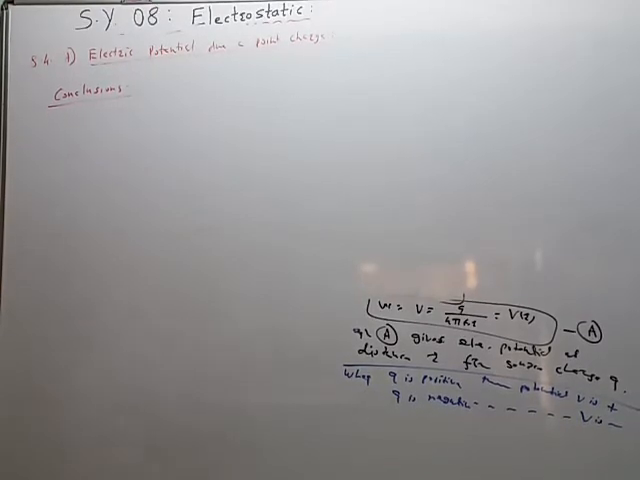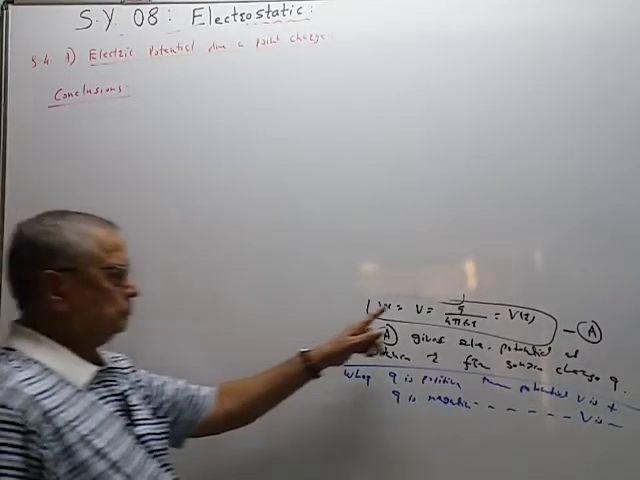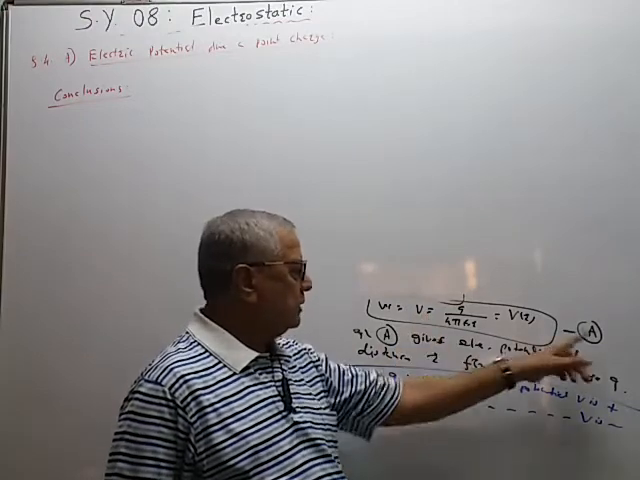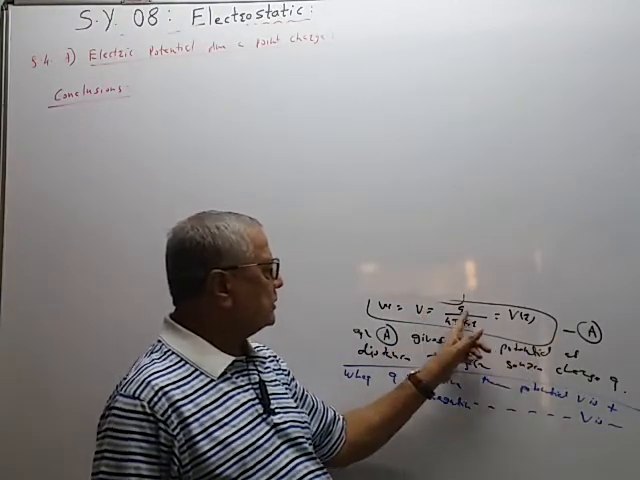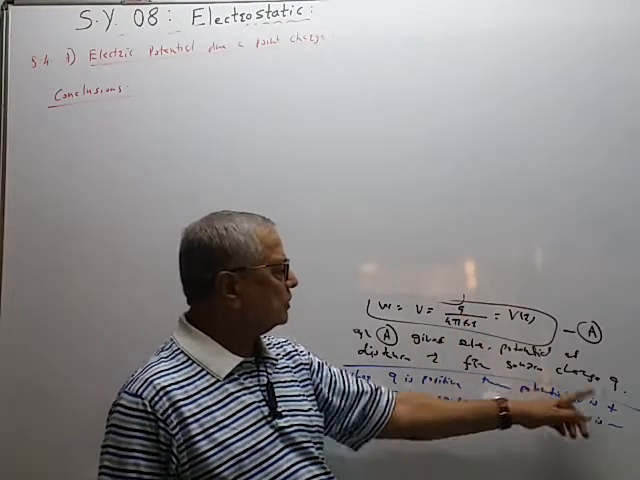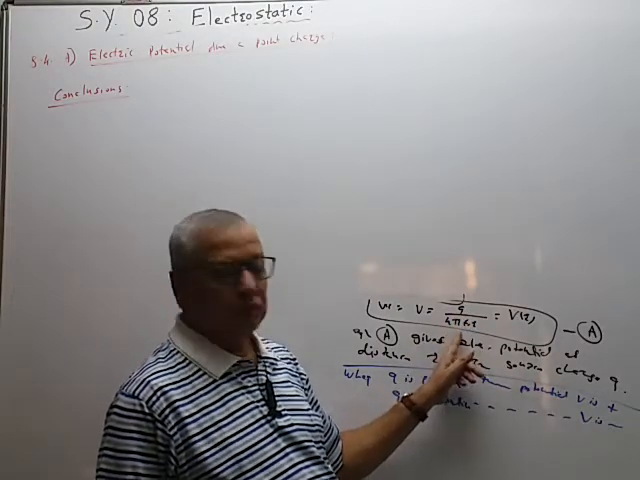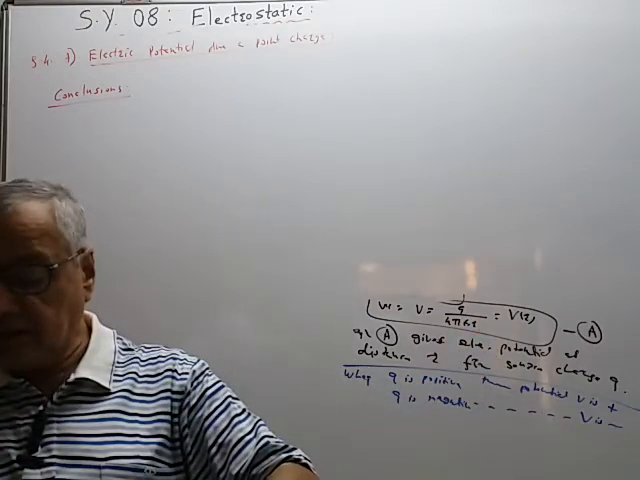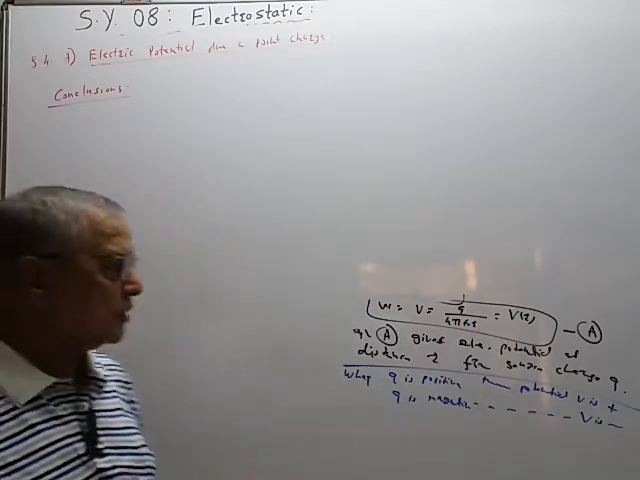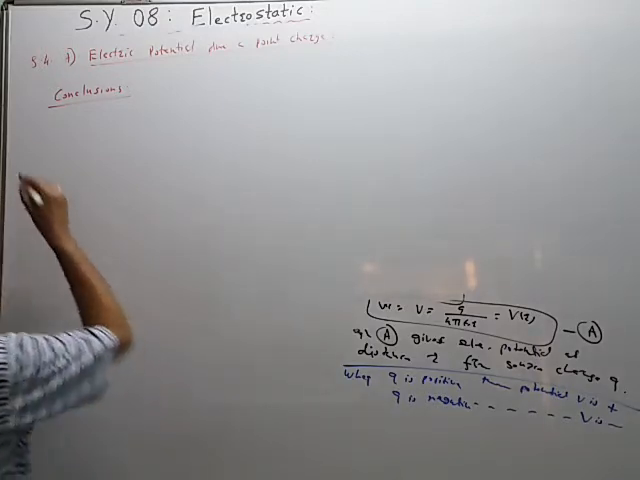So last time we have derived this equation. The meaning is given here. Equation A gives the electric potential at a point at distance r from the source charge Q. So from this equation, we have to give some important conclusions. The first conclusion we have already seen.